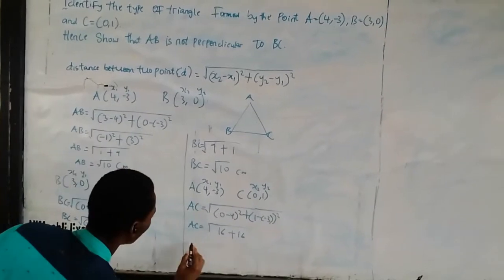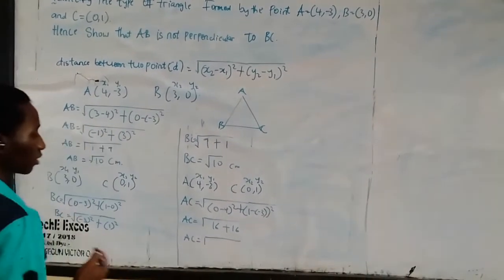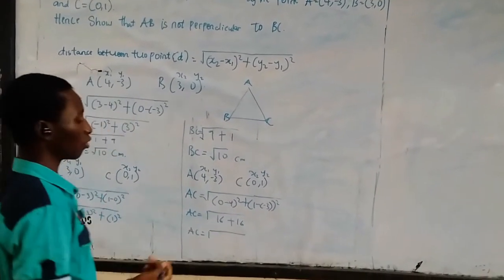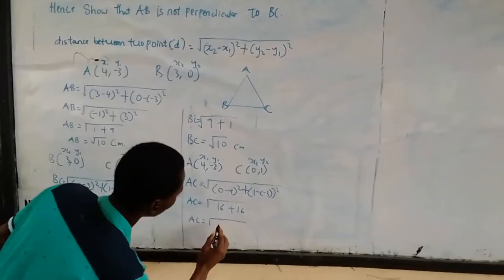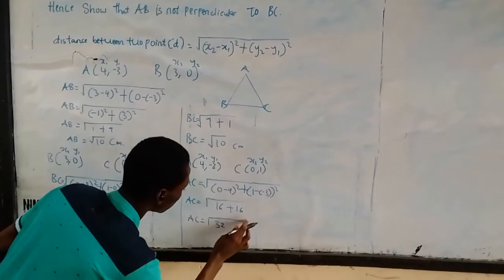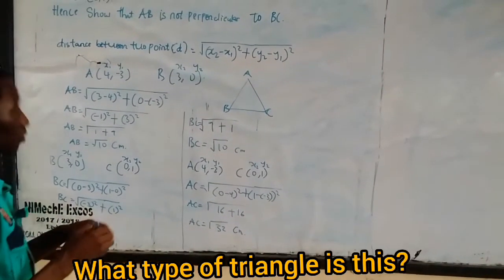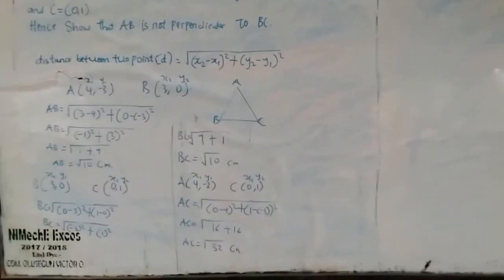So we now have AC equals what? 16 plus 16, 6 plus 6 is 12, 1 plus 1 is 2, plus the other one. So we have 32 centimeters. So the first question, back to our first question: identify the type of the triangle.